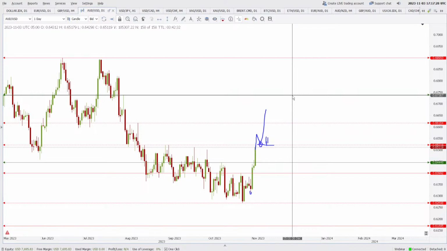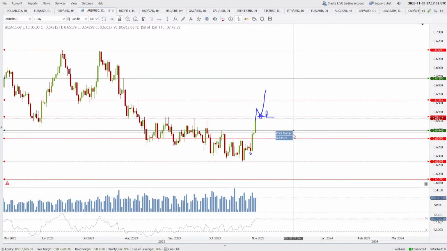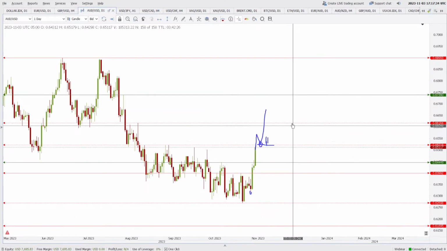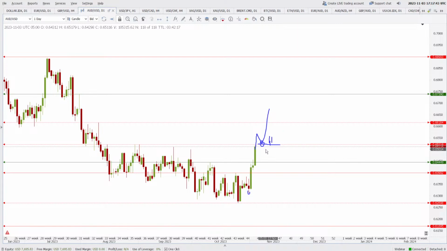So rather than buying it here, you wait for some time, let it clear the level of 0.6521, and then let it take support there, let it hold there for 3 or 4 hours, and then buy it to the top side. All right.